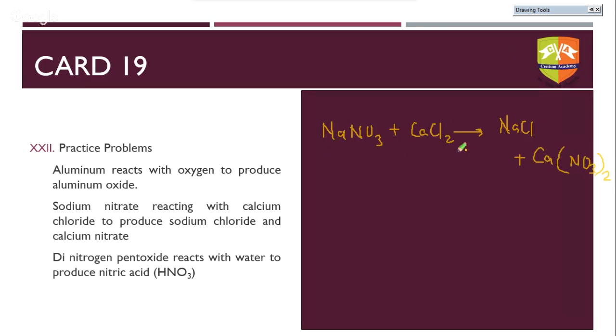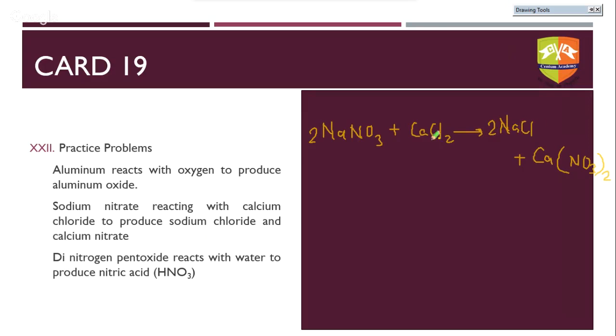So when you write this, now obviously you realize that sodium is balanced, calcium is balanced, but NO3 is not balanced, neither is chlorine balanced. So obviously we need to balance this out. We have twice of NO3, so that gives us a hint that maybe putting 2 here might balance nitrate group, which is NO3. So obviously now sodium is not balanced. Sodium is twice here and only 1 here. So I'll put in a 2 here.